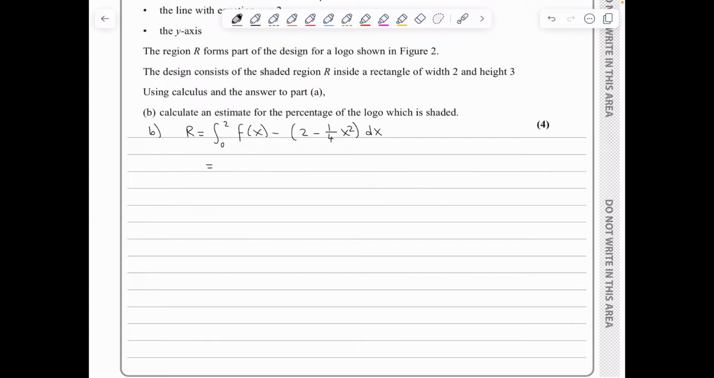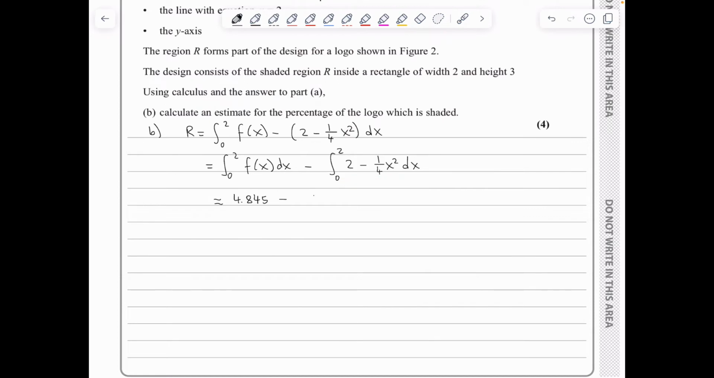So that's going to be the integral from 0 to 2 of f of x dx minus the integral of 2 minus a quarter x squared dx, again from 0 to 2. Now we've got an estimate for the integral from 0 to 2 of f of x dx from part A. This is 4.845. And then I will do analytic integration for the second integral here.